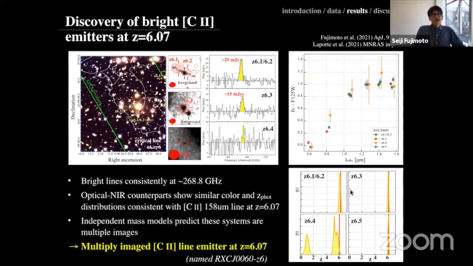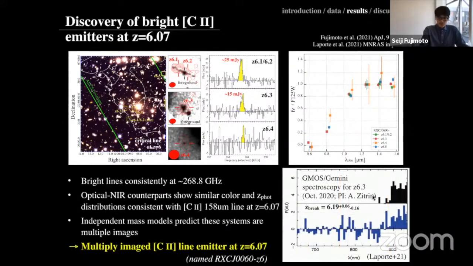red line. In fact, this redshift solution is confirmed with the latest JWST spectroscopy, where we see the continuum break at the expected wavelengths. So we determine the redshift, and based on this redshift solution, our independent mass model consistently predicts that these LBGs are multiple images from one galaxy.